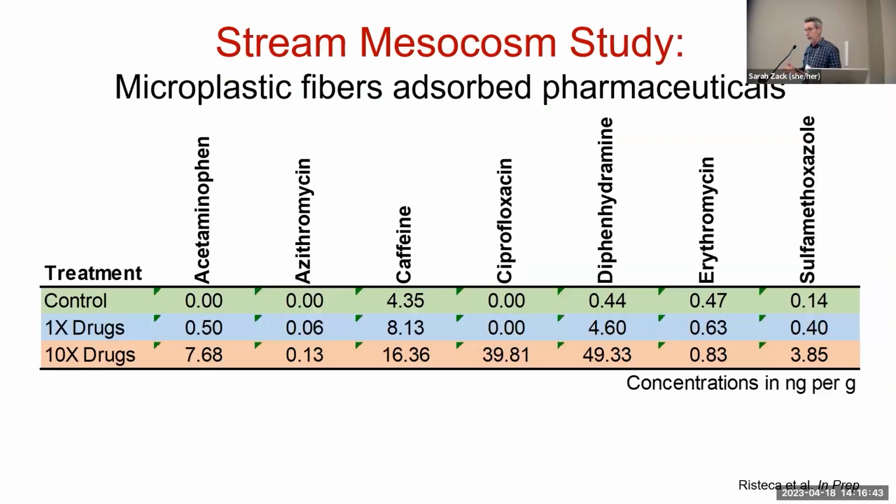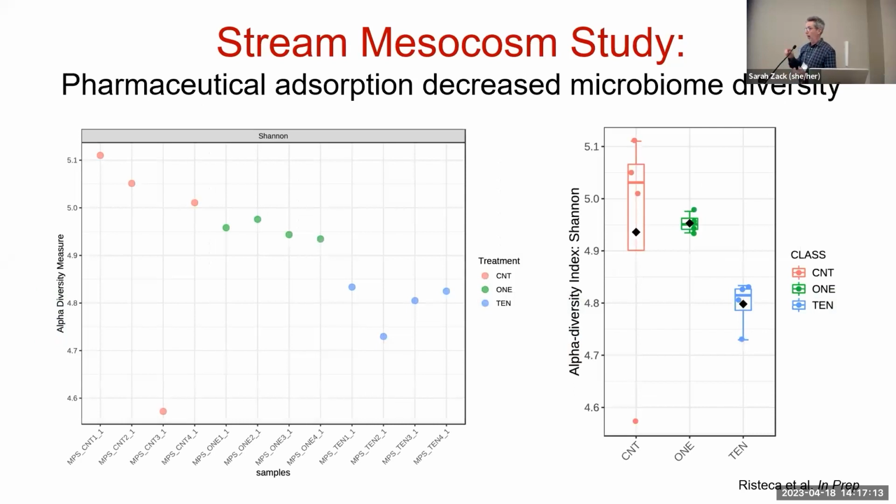And what we saw when we did this, and we added these things independently, we added the pharmaceuticals to the streams, and we added the microplastics and let them just rotate around the artificial streams. We saw that the microplastics did indeed adsorb these pharmaceuticals. And so you can see some of the data we have here for the controls versus the one-time drugs versus the 10-time drugs. So we saw binding of these pharmaceuticals to the microplastics when they were exposed in this artificial stream system. And then we saw that the adsorption of the pharmaceuticals to the microplastics led to decreases in the diversity of the bacterial communities that were attached to the plastic.